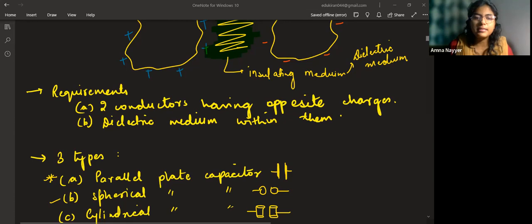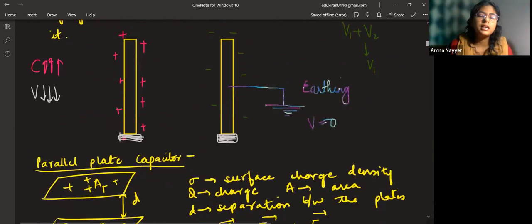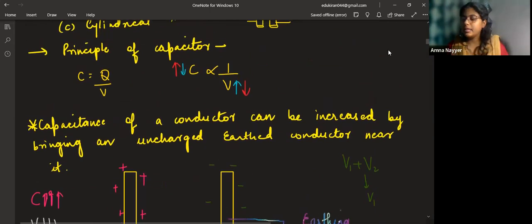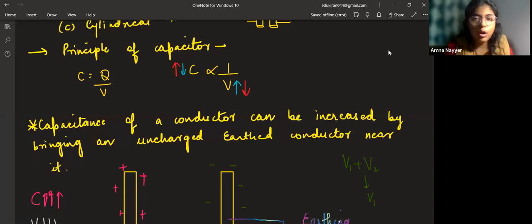Now look class, I'll start with parallel plate capacitors. See, in parallel plate capacitors, but just one thing before you start with this. We'll be using the concept of potential and electric field. So all of you should respond at least to the first part.